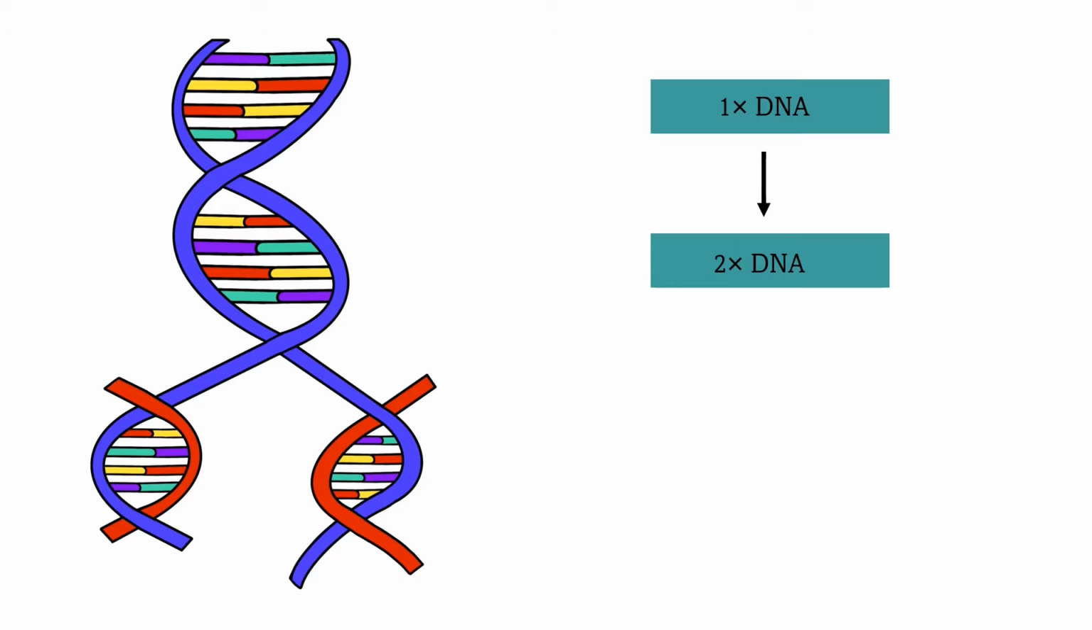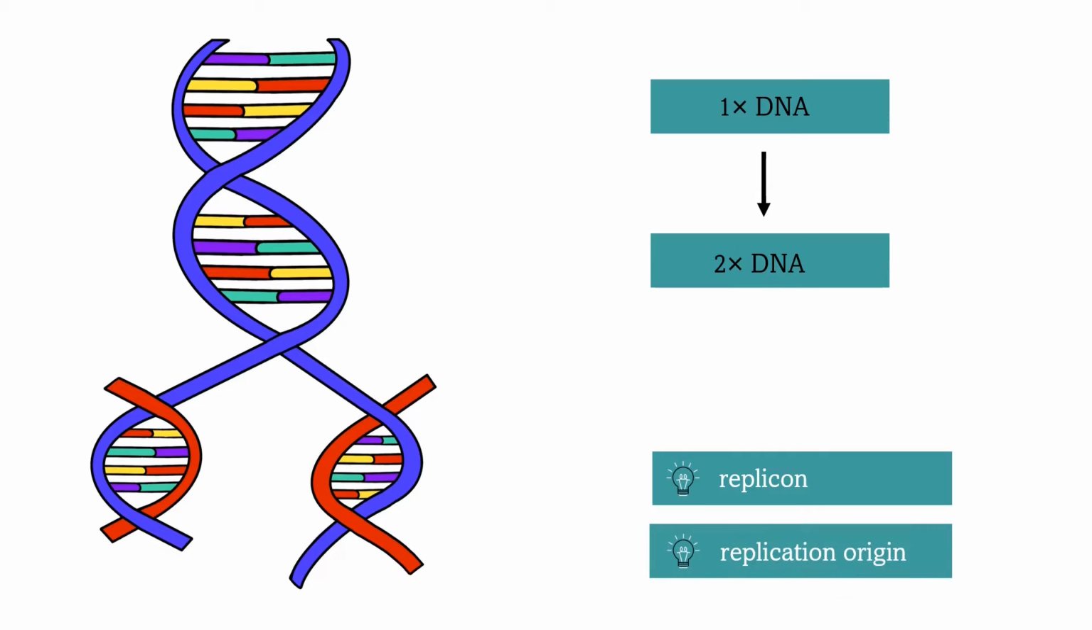Now, in eukaryotic cells, DNA replication doesn't happen at only one spot of the DNA, but at several at once. The small parts are called replicons, and their beginning, at which the replication starts, a replication origin. In prokaryotes, the situation is completely different, but we'll talk about that in a different video.